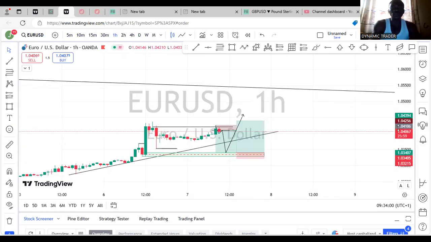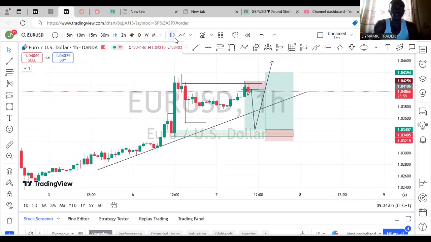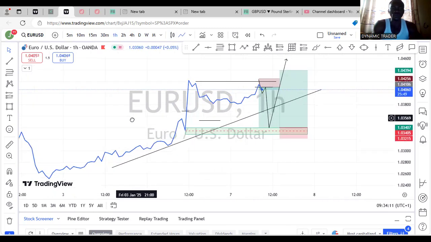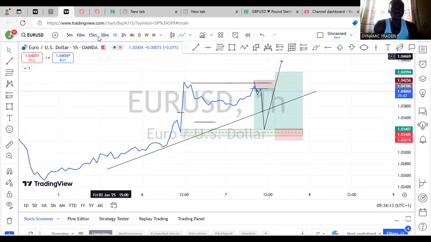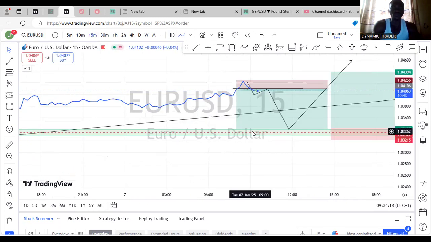Having seen that, I came down to the 1-hour time frame. On the 1-hour time frame, what I did first was to change this to trend. I was just looking for a way to continue this movement to the upside. So I saw that, not really on the, I think 15 minute time frame.